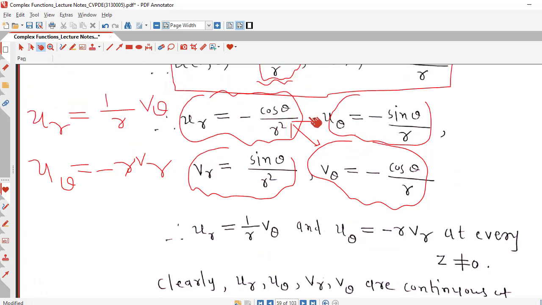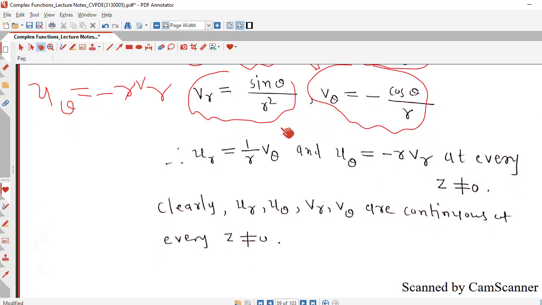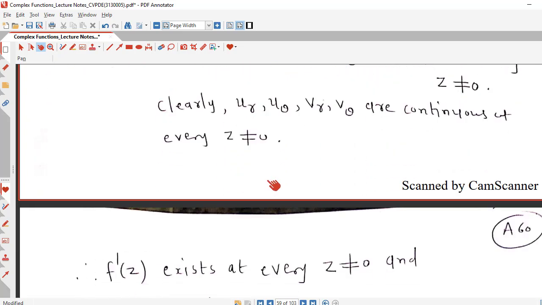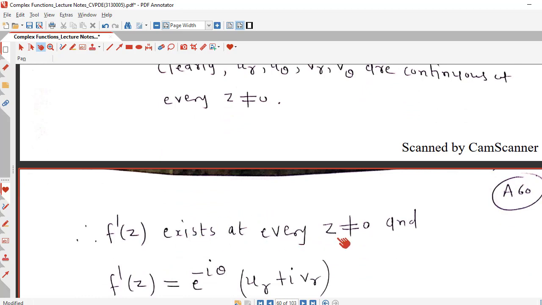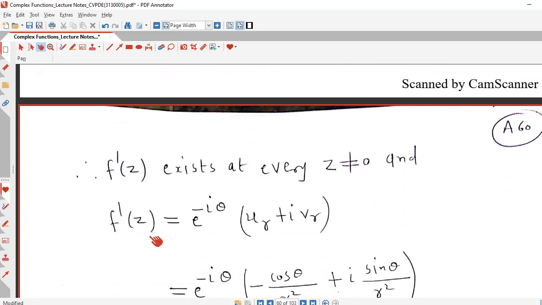Also we have to check continuity of these partial derivatives. So all are trigonometric and polynomial functions, and because r is positive, these functions are continuous at every non-zero complex number. Del u by del r, del u by del theta, del v by del r and del v by del theta are continuous at every z non-zero. So therefore f dash z exists at every z not equal to 0. Our function is differentiable at every non-zero point, and if it is differentiable we can find out its derivative.